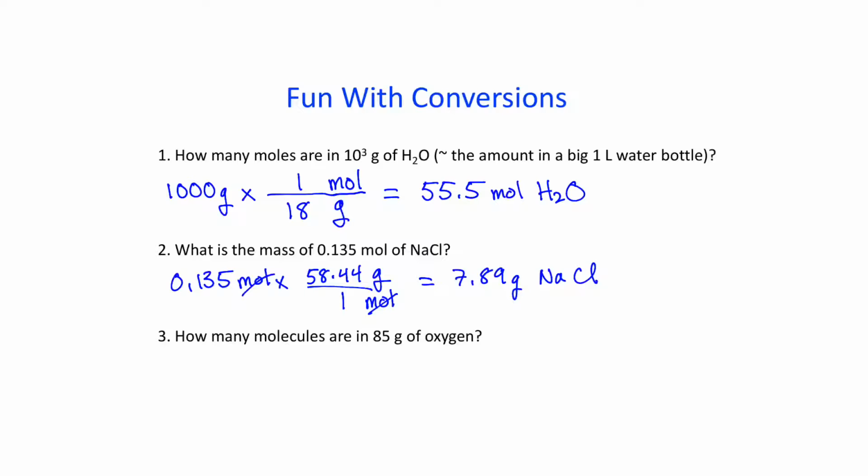So we want the actual molar mass, grams per mole, and there are 58.44 grams in 1 mole of sodium chloride. Again, just adding up the mass of sodium and the mass of chlorine from your periodic table, you should get 58.44. Punch that into your calculator, and we end up with 7.89 grams of sodium chloride.